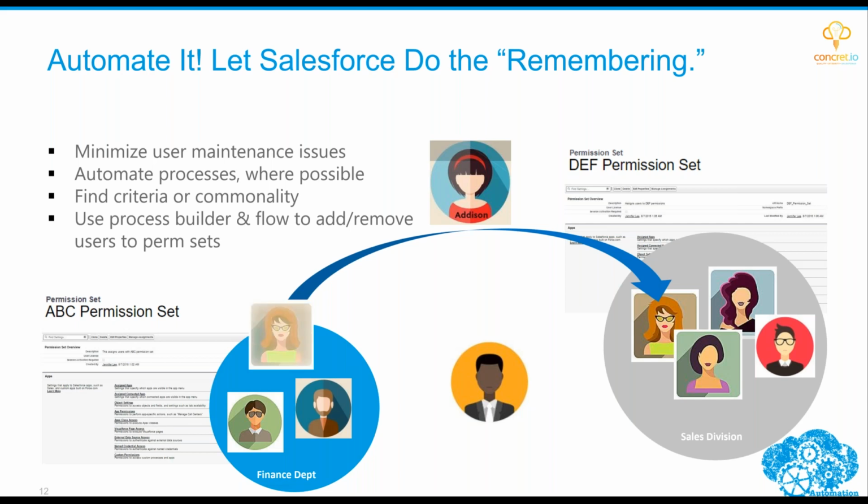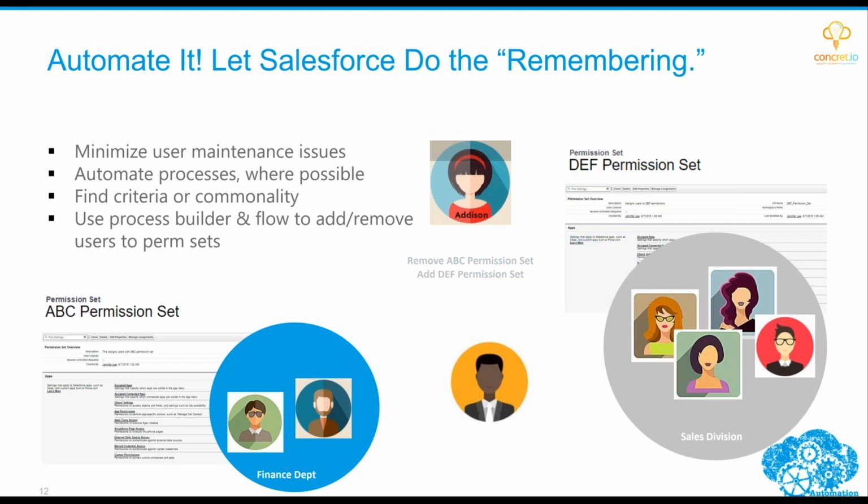So when Sally leaves the finance department and moves to the sales division, we're going to automatically remove that ABC permission set and add the DEF permission set via automation. And then as Justice joins the finance department, we're automatically adding the ABC permission set. So what we want to do in terms of the automation and have Salesforce do the remembering for us is we want to identify business rules criteria that we could automate, and then really use Process Builder and Flow to do that adding and removing of users to and from the permission set.